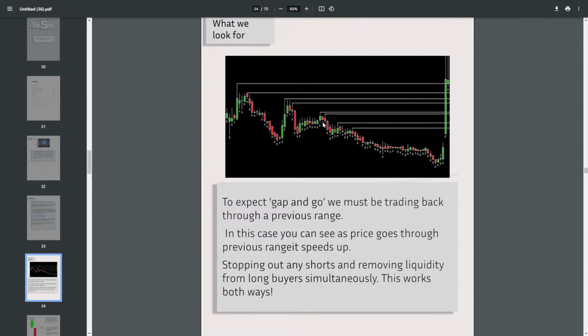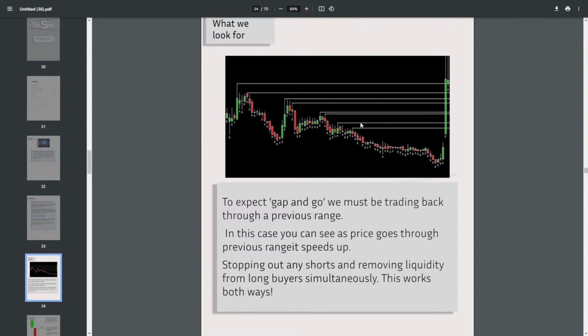There is no messing about if this gaps into new highs and trying to expect it to go. We need it back through previous range. And in this case, what you'll see is as price starts taking out the previous range pivots, it will speed up. And this all happened within the first hour of the day.